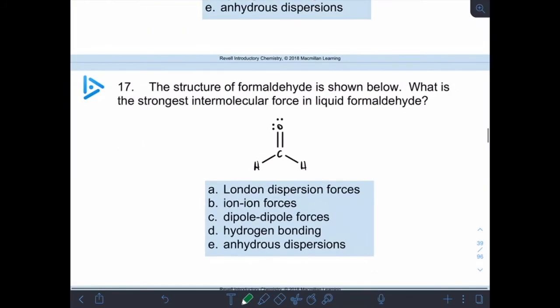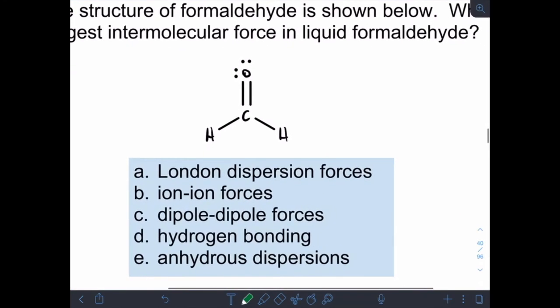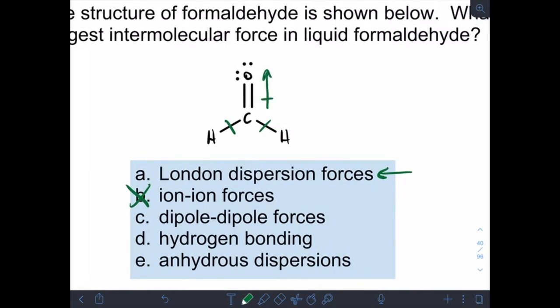All right, so let's take a look at the structure of formaldehyde, as shown below. What is the strongest intermolecular force for formaldehyde? So always an answer, I should say. We don't have any ions present. Do we have dipole-dipole forces? That is basically a nonpolar bond. Those carbon-hydrogen bonds are doing nothing. But I do have a strong pull to the oxygen. So this is polar.